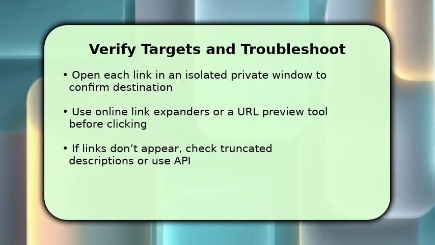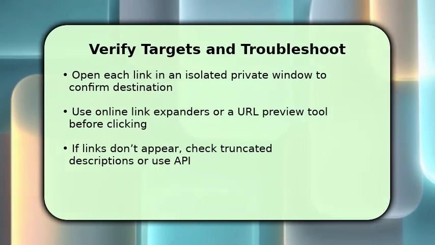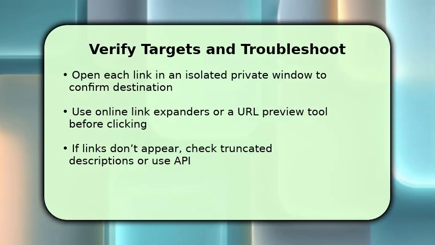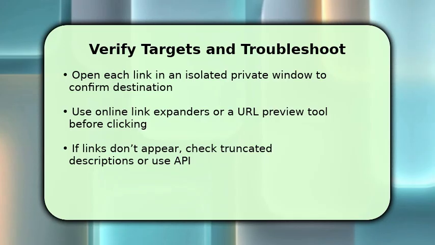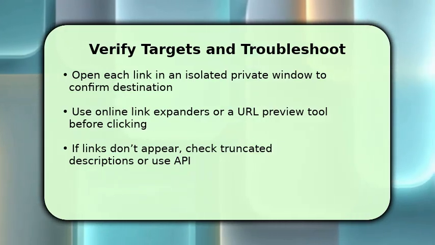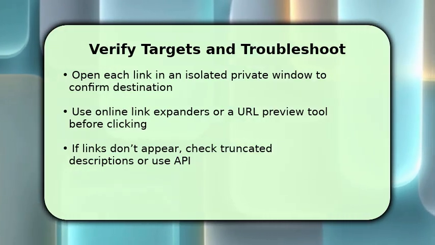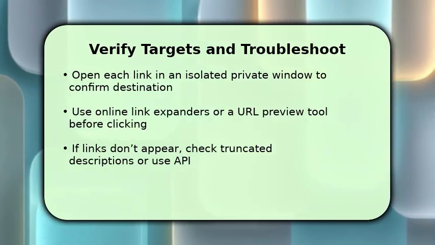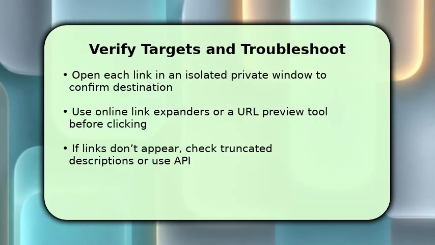Finally, verify targets by opening links in a private or incognito window so you can safely confirm the final landing page and spot redirects. If a URL is shortened, use a URL expander or preview tool to reveal the full destination before visiting. If links are missing or truncated, make sure the creator's description is fully expanded.